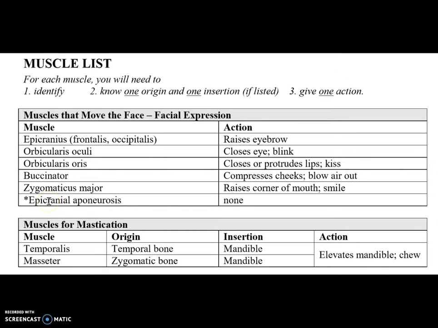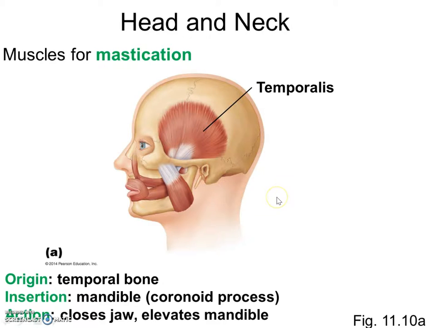Alright, going back to our muscle list, we just went through all of these muscles that move the face. Notice you don't need to know the origin and insertion for these, but you will need to know the action. Next, we're going to go to muscles for mastication. So we're going to look at temporalis and the masseter.